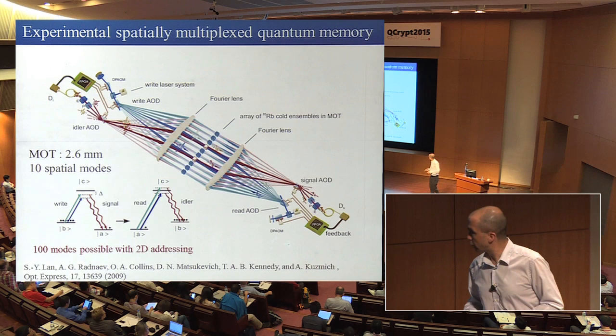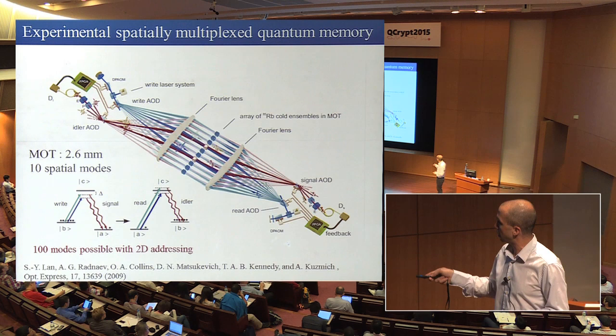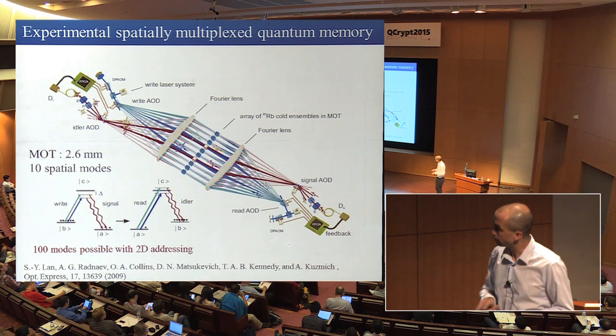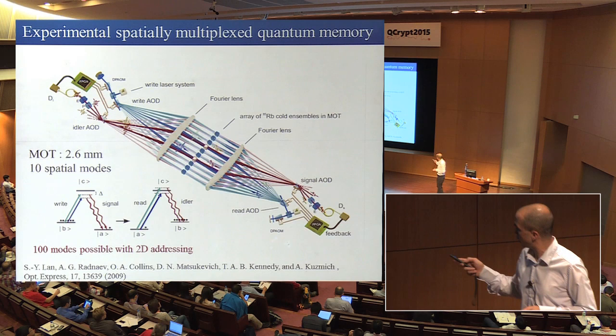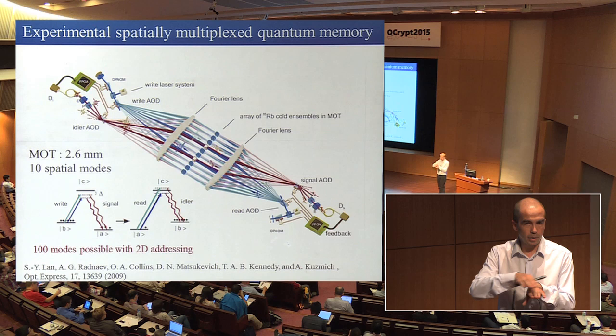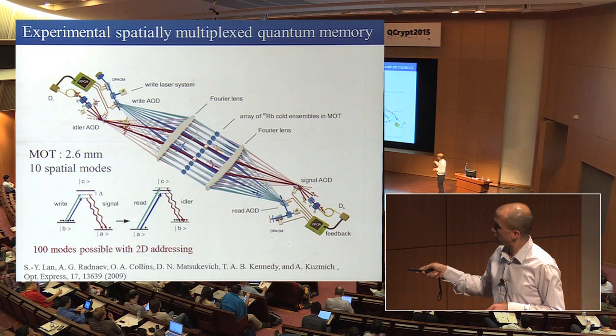They have actually done an experiment in Alex Kuzmich's group along these lines, where they have an atomic ensemble, and they could address, with acousto-optic deflectors, 10 different parts of the ensemble and have these 10 memories in the same atomic gas. Here, it's just 1D scanning, when in principle you can also do 2D scanning, and then these 10 could become 100 as well.